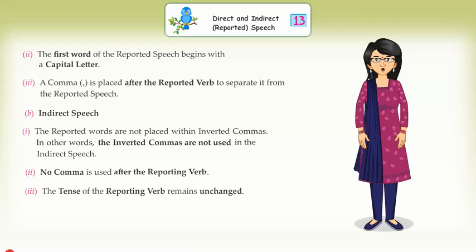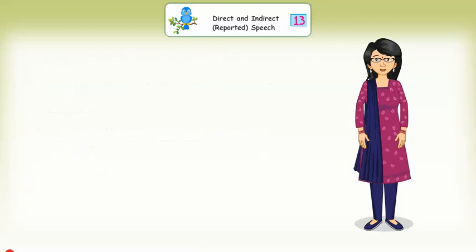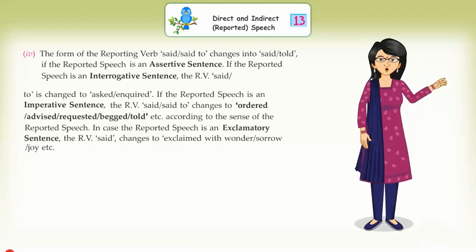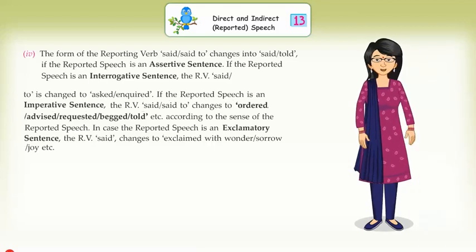2. No comma is used after the reporting verb. 3. The tense of the reporting verb remains unchanged. 4. The form of the reporting verb "said, said to" changes into "said, told" if the reported speech is an assertive sentence. If the reported speech is an interrogative sentence, the RV "said to" is changed to "asked, inquired." If the reported speech is an imperative sentence, the RV "said, said to" changes to ordered, advised, requested, begged, told, etc. according to the sense of the reported speech.